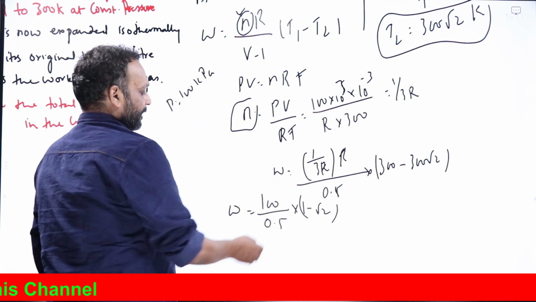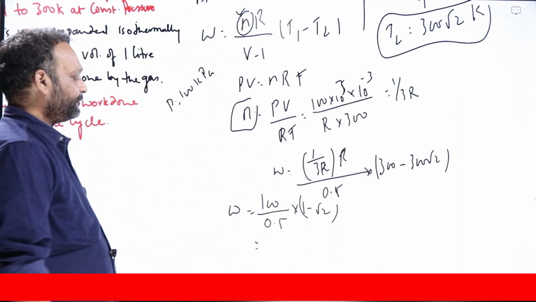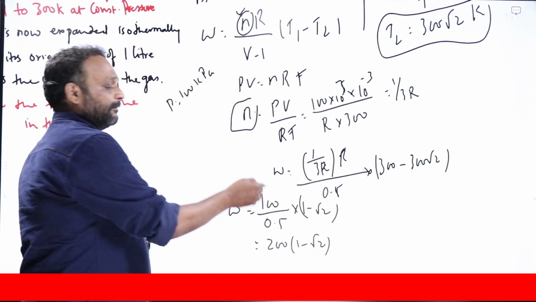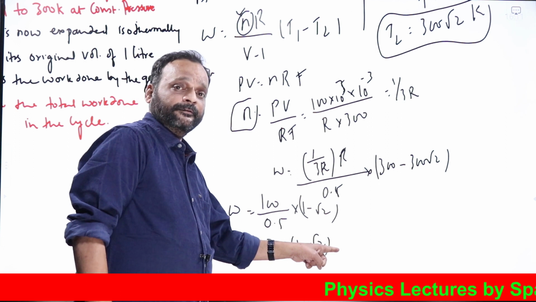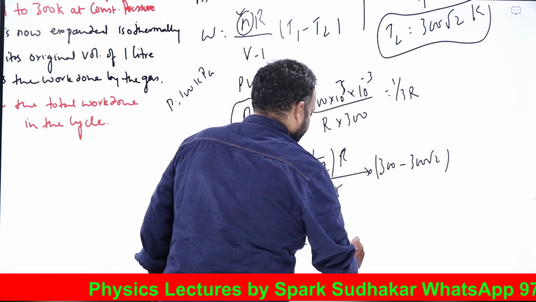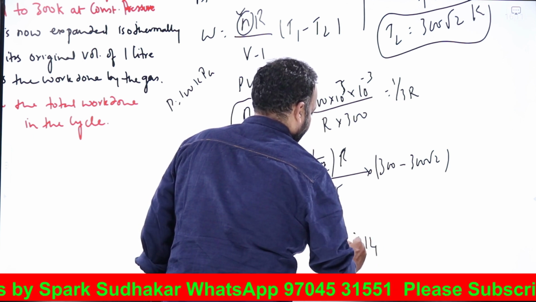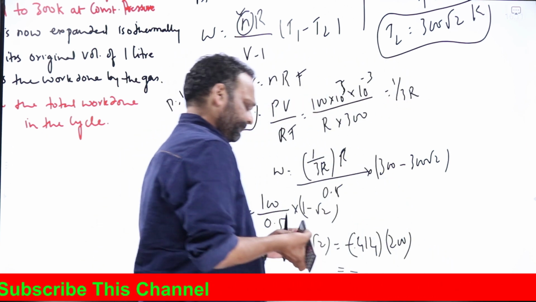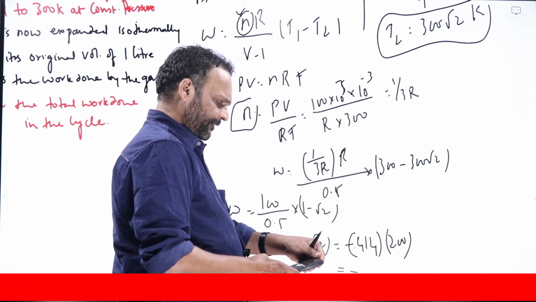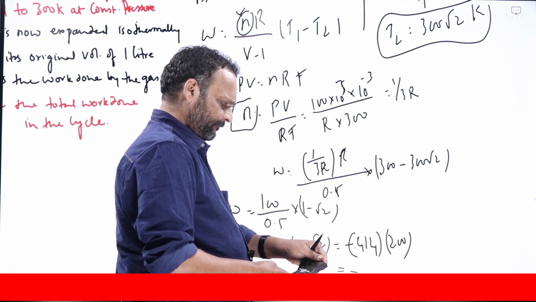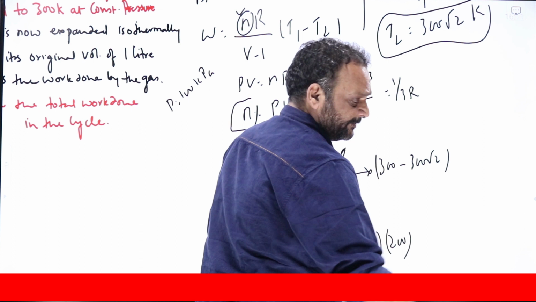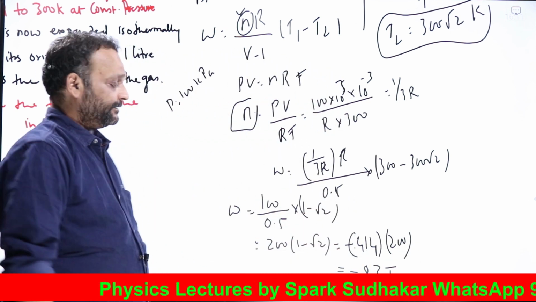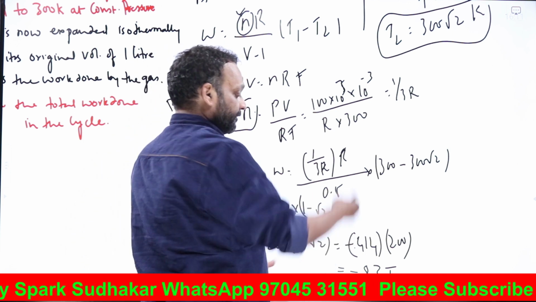This is work done. 100 by 0.5 is how much? 100 by 0.5 is 200. So 200 into 1 minus root 2. What is root 2? 1.414. So 1 minus 1.414 is minus 0.414, into 200. So the answer will be 200 into 0.414, equal to some 82.8 joules. Roughly 83 joules, this is work done. Negative work done means what? Work is done on the gas.